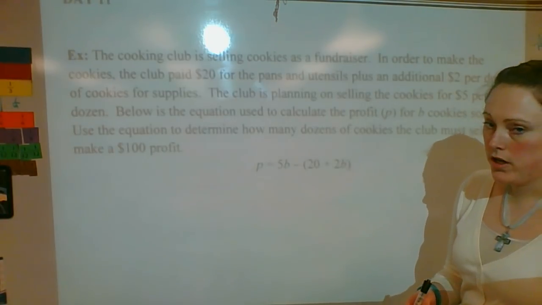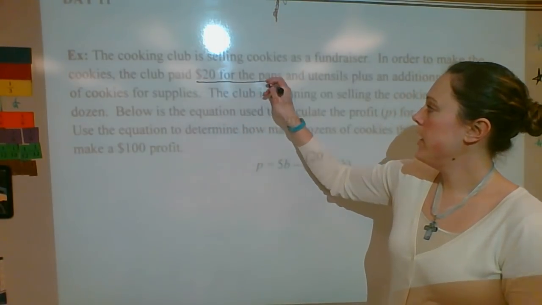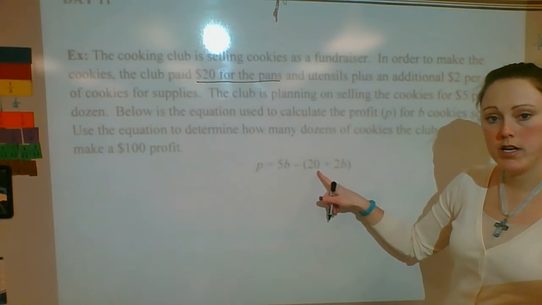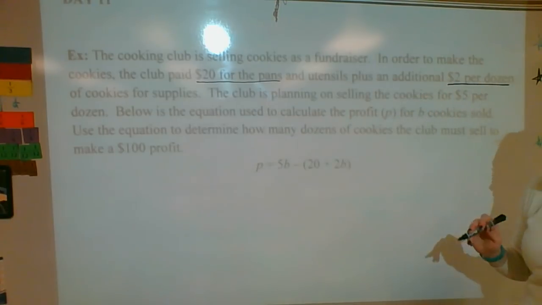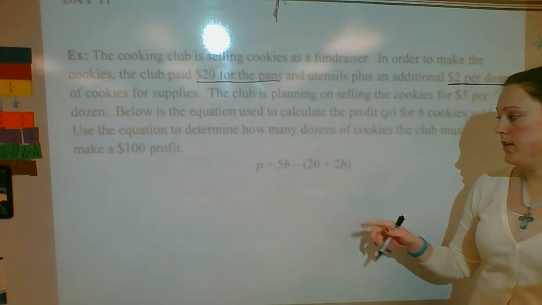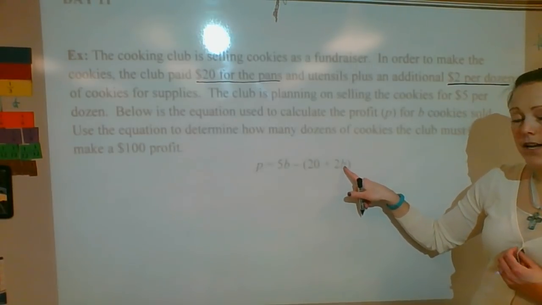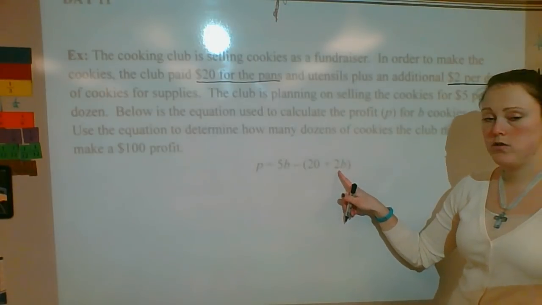Okay, so for our word problem today, it says the cooking club is selling cookies as a fundraiser. In order to make the cookies, so this is an expense, they're spending this money. They paid $20 for the pan. That is a one-time thing, so notice there is no letter here in my equation. Plus an additional $2 per dozen. So that's what I don't know. Did I sell 1 dozen, 2 dozen, 3 dozen cookies? I'm not sure, so I go ahead and give myself a letter. So it's a $20 one-time fee plus 2 for every dozen.